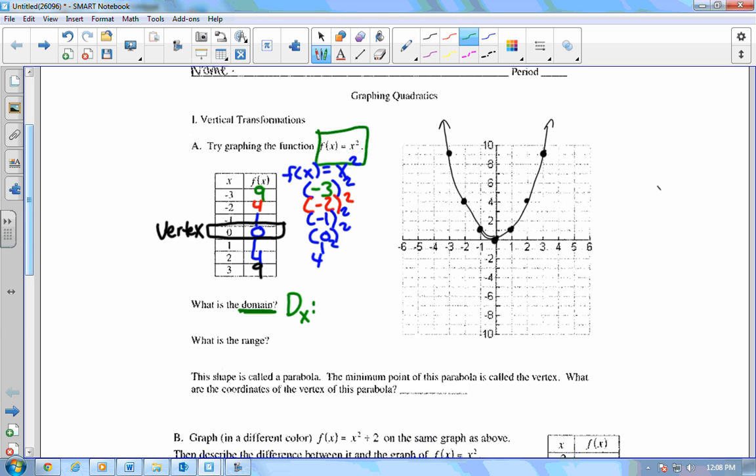So, don't do the shading on yours, because I'm going to be erasing it. But how far to the left does this graph go? Actually, no, it continues. It goes forever. So on the left side, what number is out there on the far left? Negative infinity. And how far to the right does this go? Because we're following the x-axis, it goes to positive infinity.